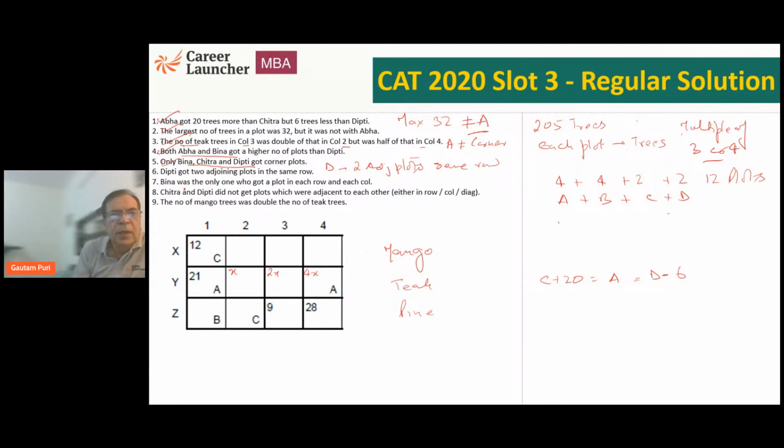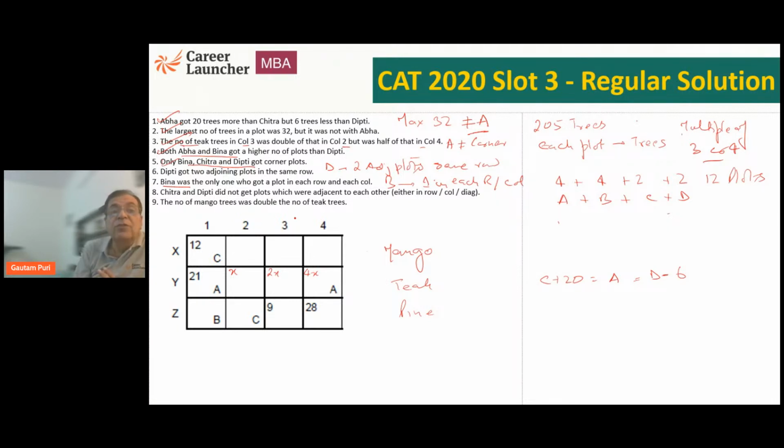Veena was the only one who got a plot in each row and column. Veena, B got 1 in each row and column. Chitra and Deepti did not get plots which were adjacent to each other either in row, column, or diagonal. So B and D did not get plots which are adjacent to each other.